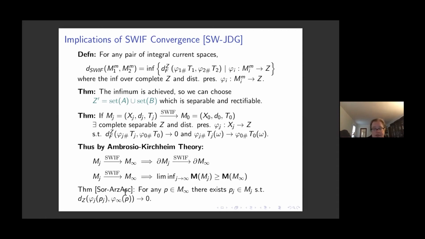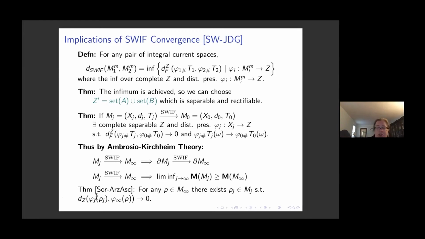Then there's a theorem that's in my paper with Arzelà-Ascoli in the title that says for any P in M infinity, there are PJs and MJs such that the distance in Z between phi J of PJ and phi infinity of P is going to 0. So that's sort of saying that we have points in the MJs that converge to the limit point.